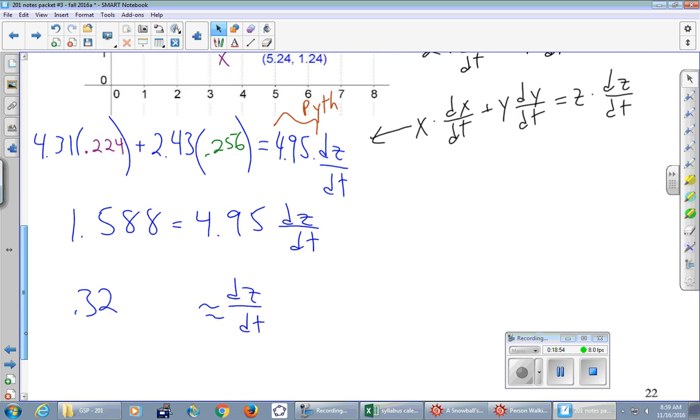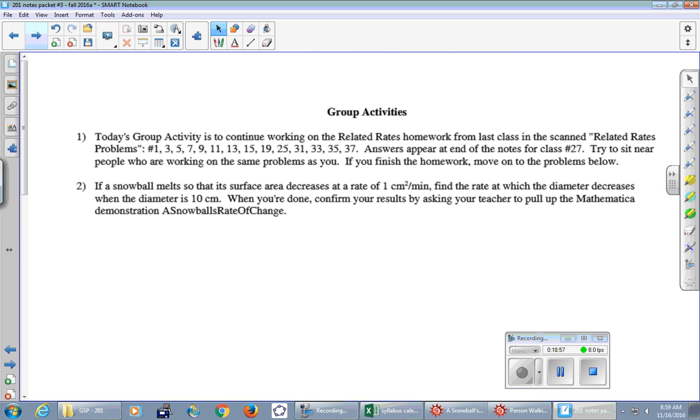On the next page, it tells you that the group activity is to continue working on the related rates homework, which was homework 27. It is due on Friday coming up. I will remind you that this homework assignment listed is not right. This was the old one before I pared it down. So if you go back to page 12, where the scanned problems are, you will see that you've written down the right homework assignment. And if you finish the homework early, or have already finished it, there are 3 problems that start right there on this page that you're going to work on now.